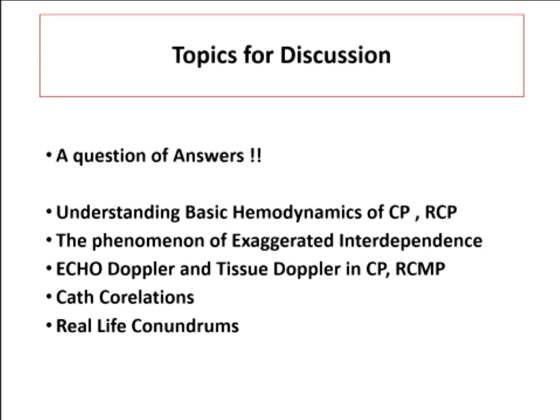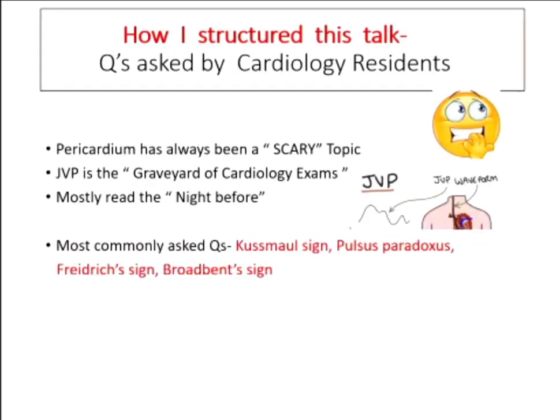Then understanding exaggerated interdependence. That's the extremely important word, because interdependence of ventricles is normal even in normal respiration. Exaggerated interdependence is what actually leads to these hemodynamic changes, then echo Doppler and tissue Doppler of both, cath correlations, how we look at it in the cath lab and how we take our cath lab to the echo and echo to the cath lab, and some real life conundrums.